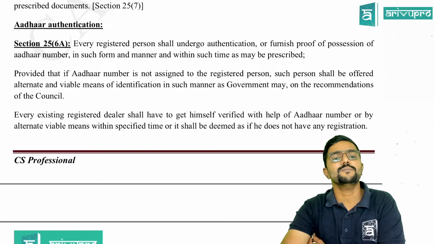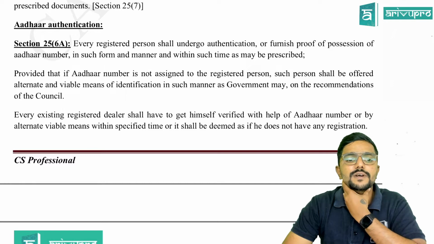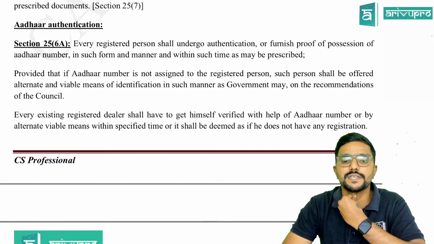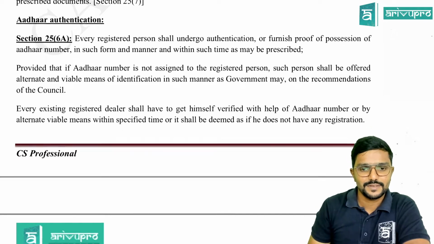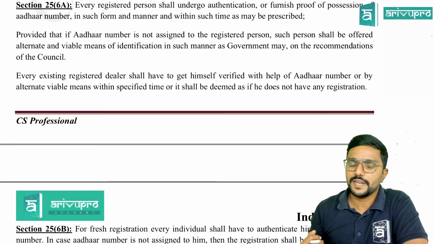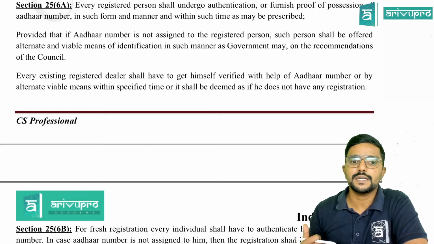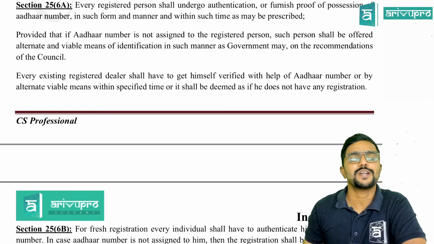Provided that if Aadhaar number is not assigned to a registered person, sir, what if I do not have an Aadhaar number? Such person shall be offered alternate and viable means of identification in such manner as the government may, on the recommendation of the council, prescribe. Means you will be given an alternate option if you do not have Aadhaar. Every existing registered dealer, means if you are already registered under GST, shall have to get himself verified with the help of Aadhaar number or by alternate viable means within the specified time, or it shall be deemed as if he does not have any registration. Means your registration will become invalid if you fail to do your Aadhaar authentication.